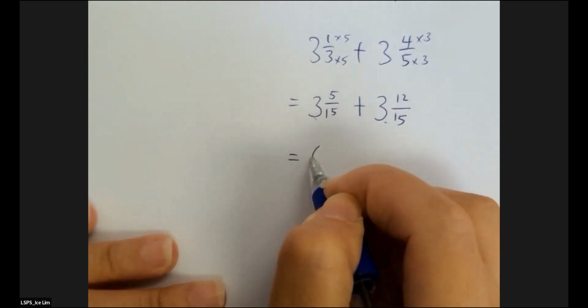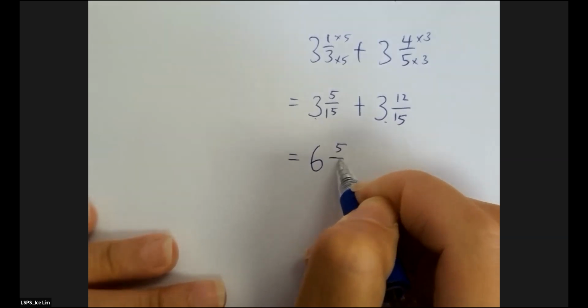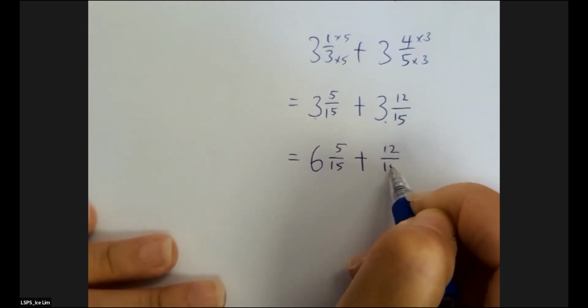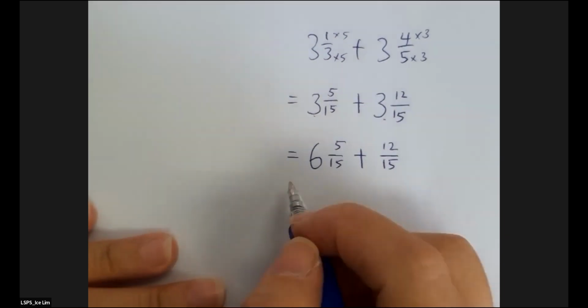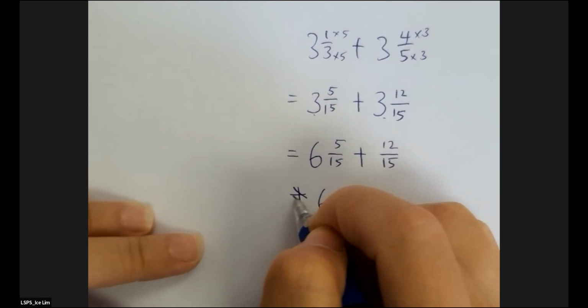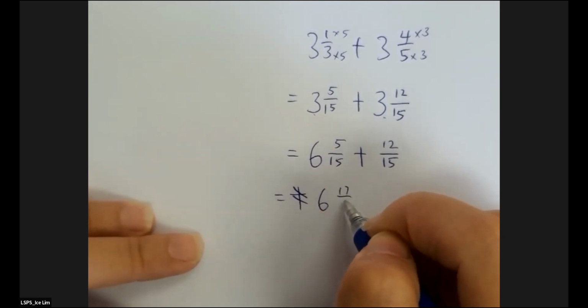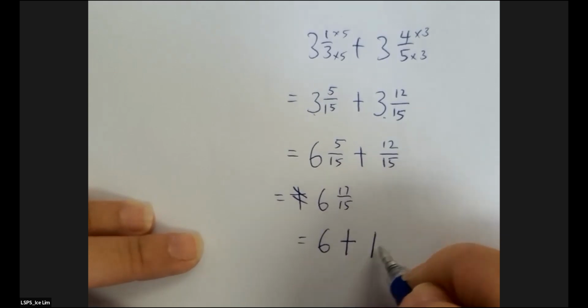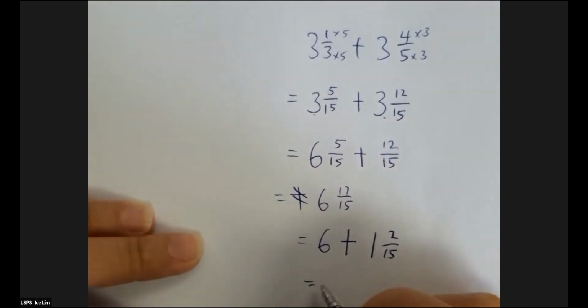In this case, I add the whole numbers, keep the proper fraction. It's helpful if you do it step by step. And then I have 6 and 17/15. I can do 6 plus 1 and 2/15, and that can help me to get to 7 and 2/15.